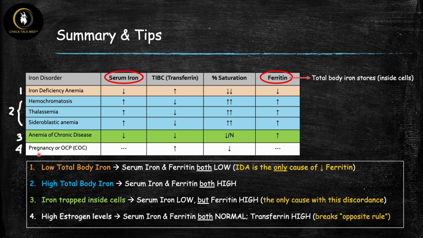And finally, the last one, the high estrogen state, as we saw here with pregnancy or oral contraceptives. Here, your serum iron and your ferritin are both normal.